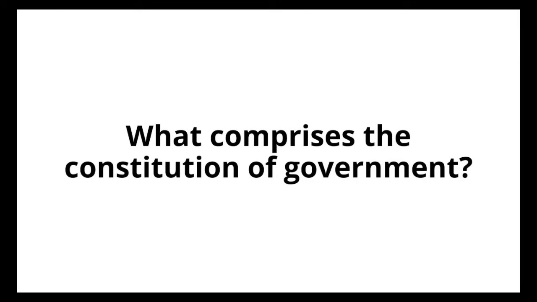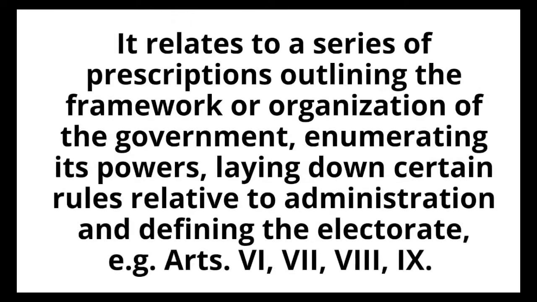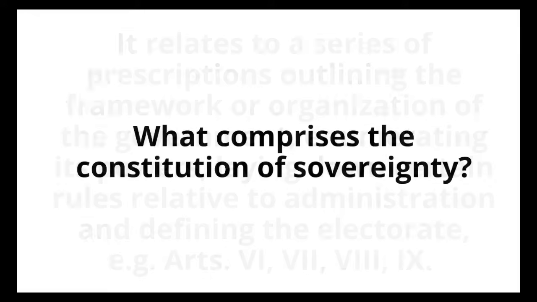What comprises the Constitution of Government? It relates to a series of prescriptions outlining the framework or organization of the government, enumerating its powers, laying down certain rules relative to administration, and defining the electorate. For example, Articles 6, 7, 8, and 9 of the Constitution.